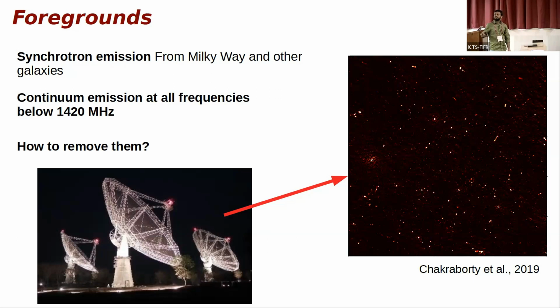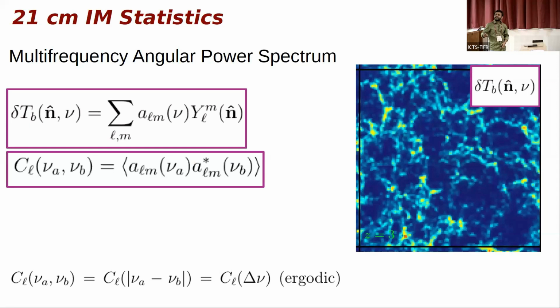We cannot do any field level inference from here. So how do we remove them? Our idea is to get some summary statistics. So we quantify the multi-frequency angular power spectrum. The idea is to decompose the brightness temperature fluctuations in terms of spherical harmonics and cross-correlate. Once again, the two-point correlation of these harmonics at different frequencies gives this quantity, the multi-frequency angular power spectrum. At this epoch, it is also a nice idea to assume ergodicity of the signal, so it depends only on the separation between the two frequencies. We can rewrite it in terms of delta nu.